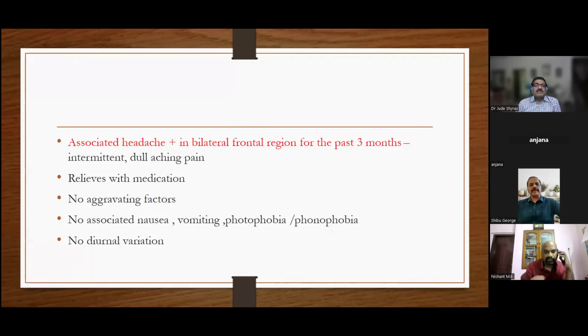Why do you ask for diurnal variation in headache? Sir, there are certain types of headache which are associated with diurnal variation. In case of frontal sinusitis, which is also called Opie's headache, which is more common during morning hours.